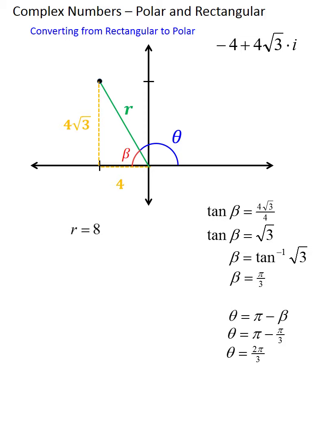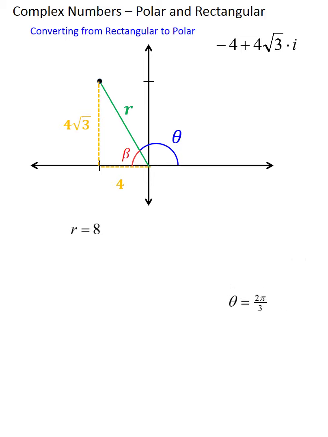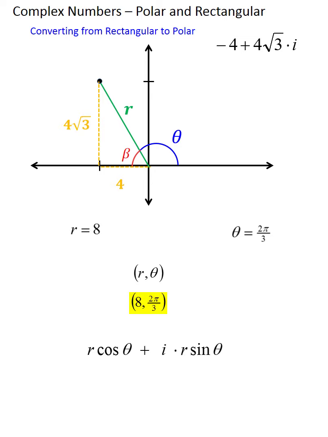So I now know what theta is. And now that I know r and theta, in other words, now that I know how far this complex number is from the origin, and now that I know its angle, or argument, I can simply express it as a coordinate, or in polar trigonometric form this way, both of which convey the same information.